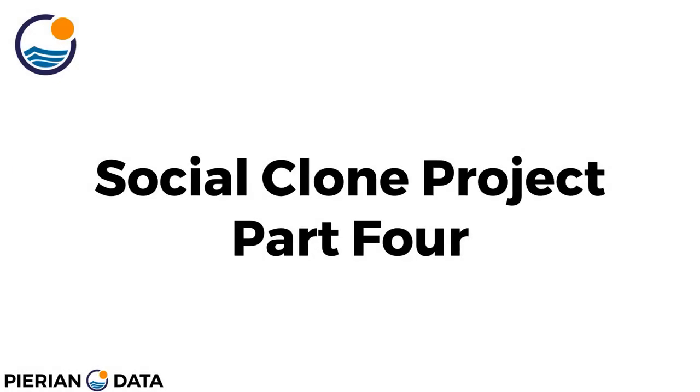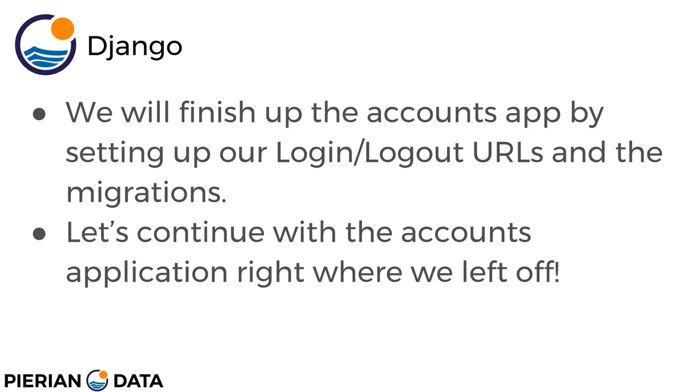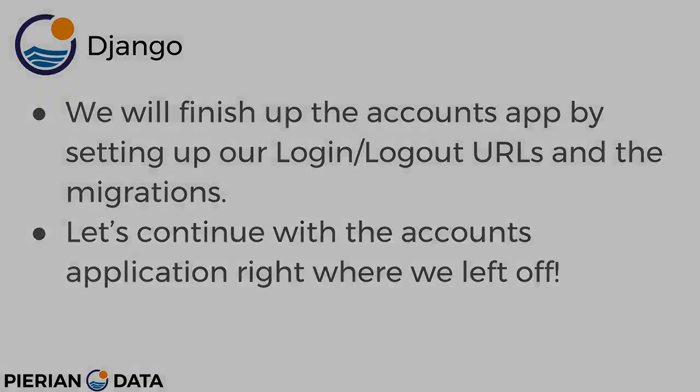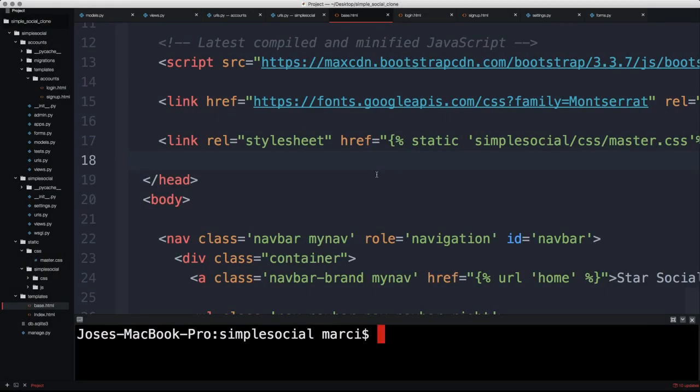Welcome back everyone to part 4 of the Social Clone project. We're going to finish up the accounts application, that means our login, logout, and sign up capabilities, by setting up the login and logout URLs in our settings.py file, creating 2 more templates for that, and then we'll also set up the migration. So we're going to continue with the accounts application right where we left off from the previous lecture. Okay, here I am at Atom Text Editor.